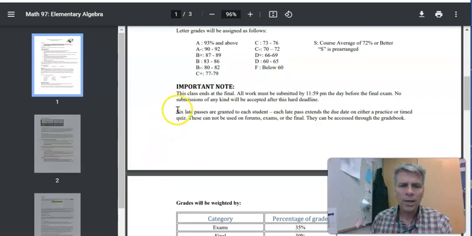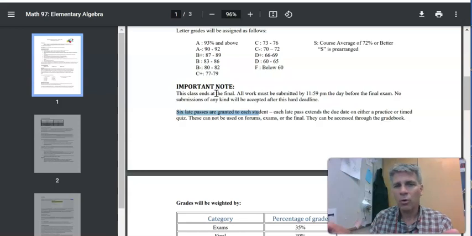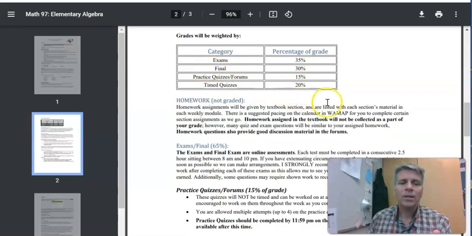Also, you get six late passes. Late passes extend the due date on practice quizzes and timed quizzes. You cannot use them on forums, and you cannot use them on the exam or the final either. And you get six of them, so if you need to use it, use it. It's okay.